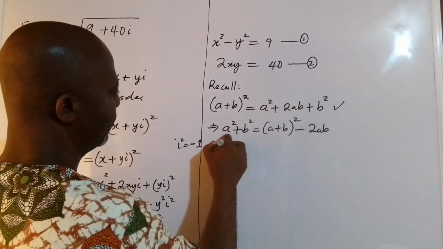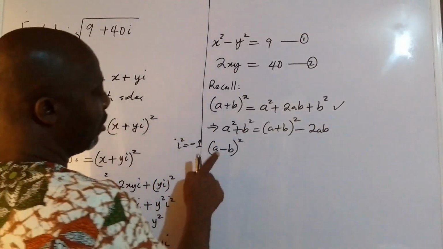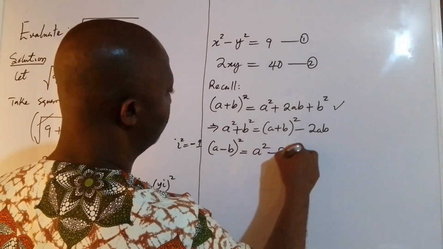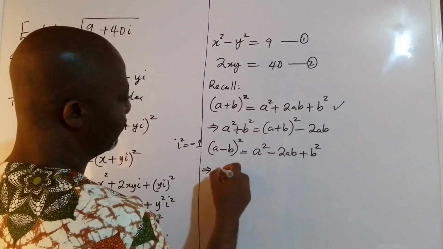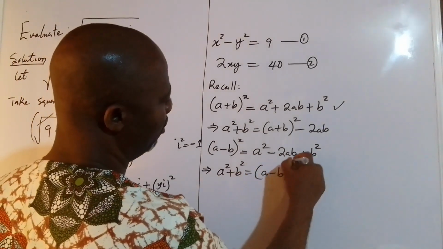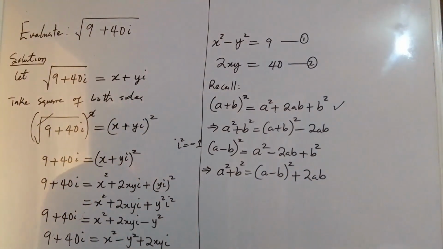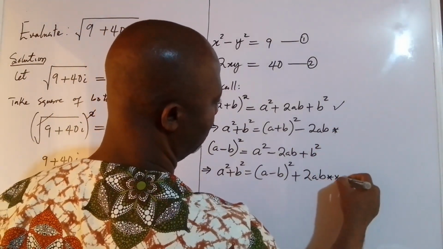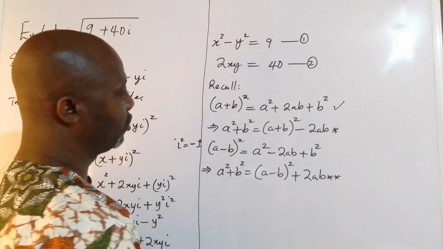Recall also that the square of a difference is a squared minus 2ab plus b squared. From here, I can get a squared plus b squared equal to (a minus b) all squared plus 2ab. Now, if we look at this and this, you will find that they are equal, so we can set them equal to each other.